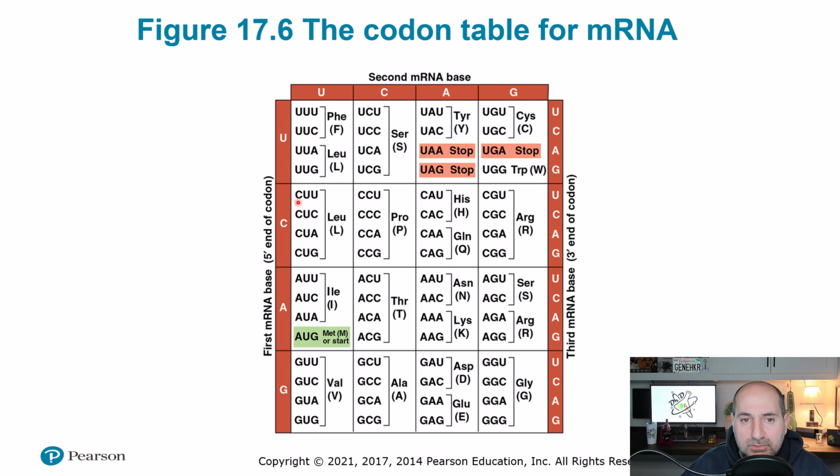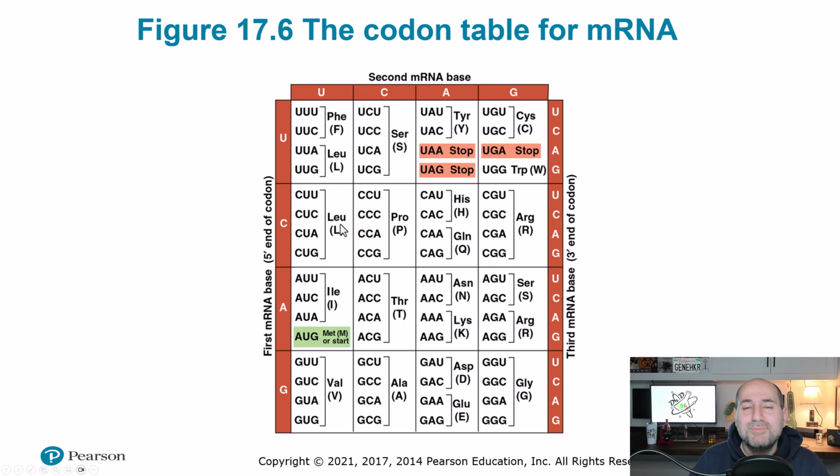The codon CUU translates to the amino acid leucine. LEU is its 3-letter code for leucine. The letter L also represents the 1-letter code for leucine. And different codons code for different amino acids.